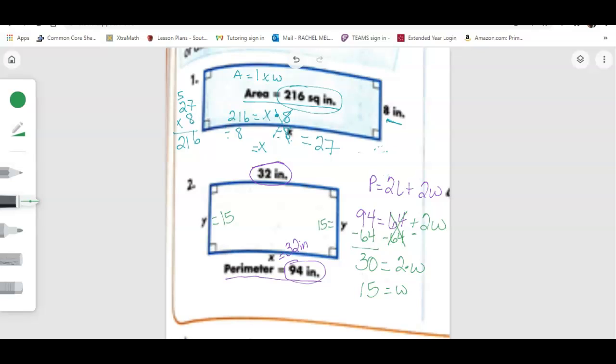And again, to check and see if that's true, if I add my 2 lengths and my 2 widths together, I should get the 94 that we started with as the perimeter. 5 and 5 is 10, 12, 14, 3, 6, 7, 8, 9, and that is what we started with. So that is calculated correctly.